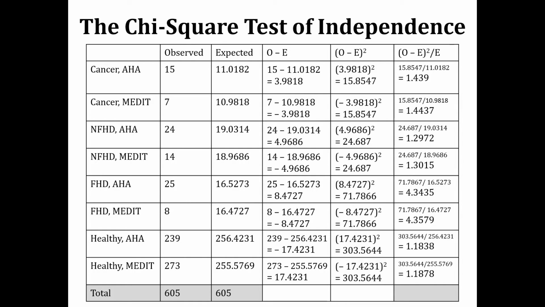And finally, we are going to do the calculation for the chi-square, and chi-square is simply the sum of this fraction, which is the square of observed and expected frequency difference divided by the expected frequency. The sum of 1.439 plus 1.4437 plus 1.2972 plus 1.3015 plus 4.3435 plus 4.3579 plus 1.1838 plus 1.1878, and the total is 16.554. So this is the value of our chi-square.